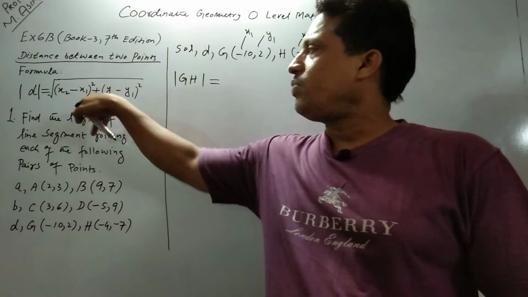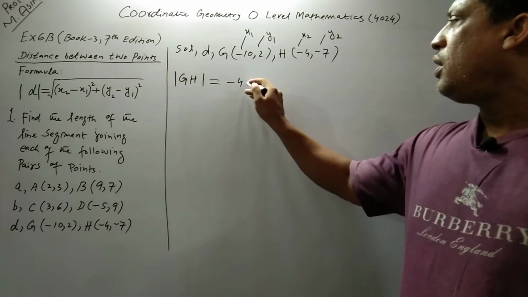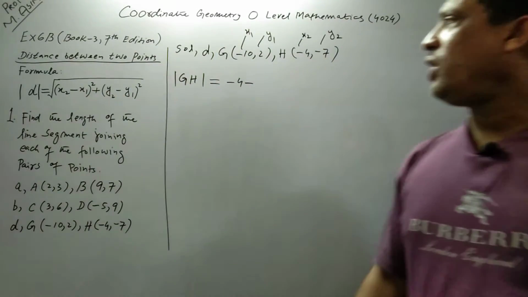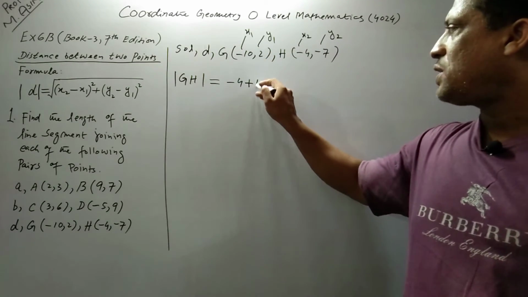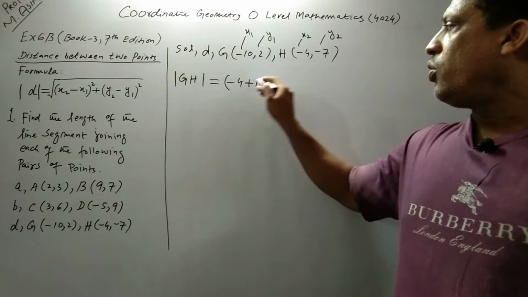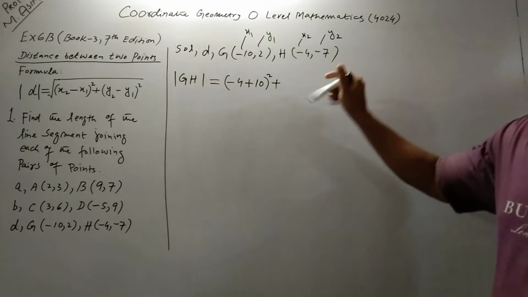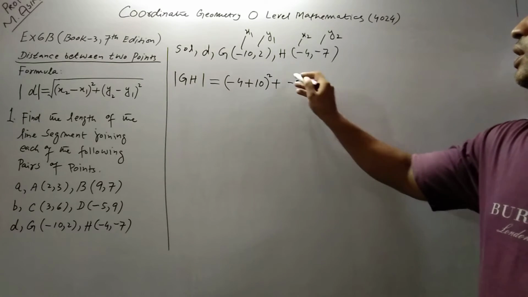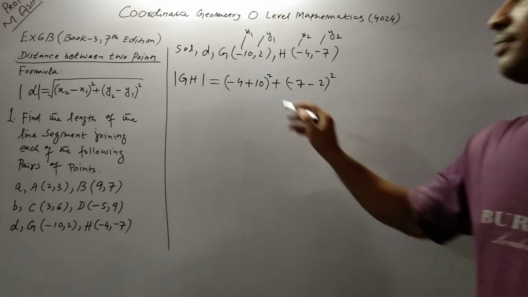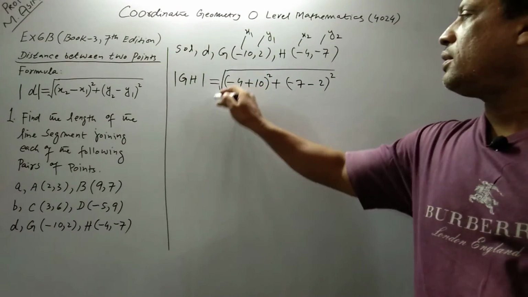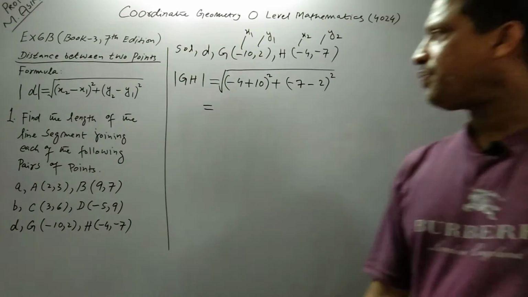What is the formula? x2 minus x1 whole square. What is x2? -4, minus from the formula. What is x1? -10. So this minus and this minus multiply, minus minus plus, whole square, plus y2 minus y1. What is y2? -7. What is y1? 2 square, and apply the square root, because in the formula you have to apply square root.